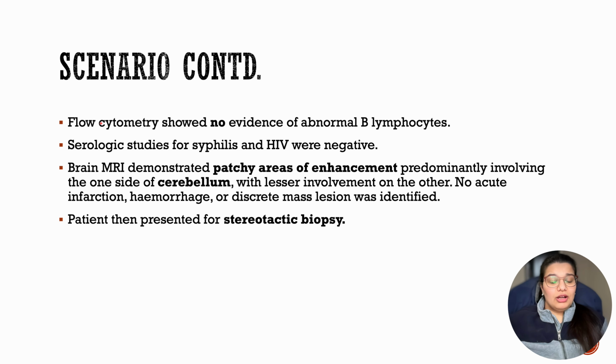Continuing the scenario, flow cytometry was performed, which showed no evidence of abnormal B lymphocytes. Serologic testing for syphilis and HIV was also negative. Then we did a brain MRI. The brain MRI demonstrated patchy areas of enhancement, predominantly involving one side of the cerebellum, while the other side was not involved that much. No acute infarction, hemorrhage, or discrete mass lesion was identified. The patient later progressed to a stereotactic biopsy.